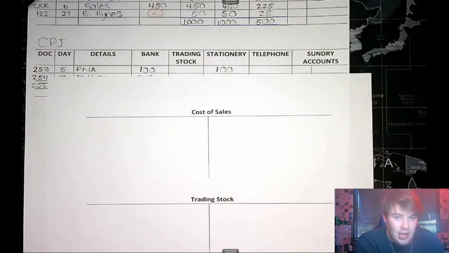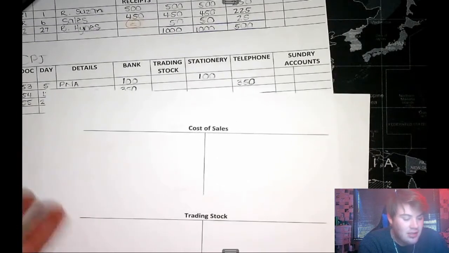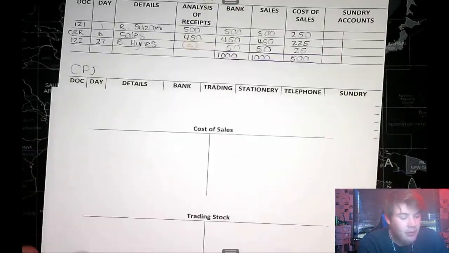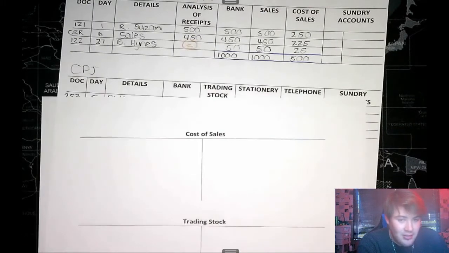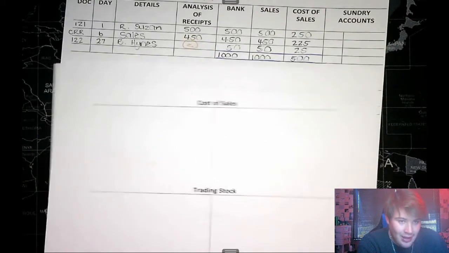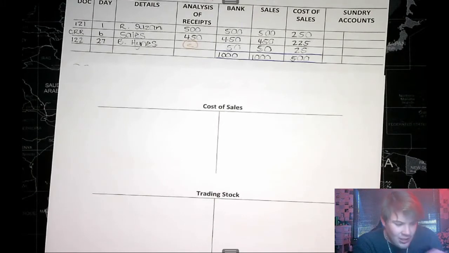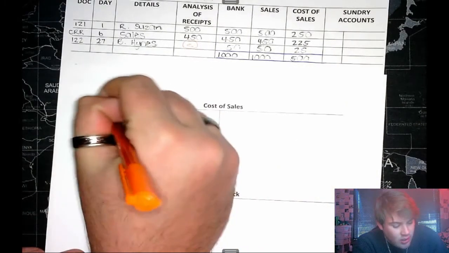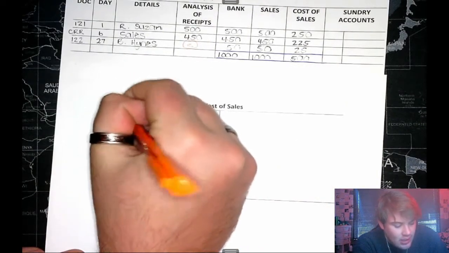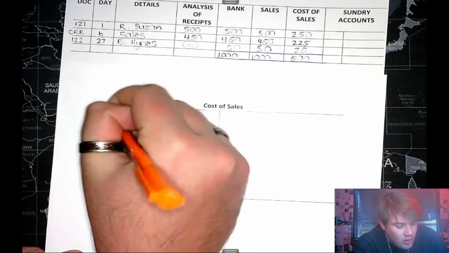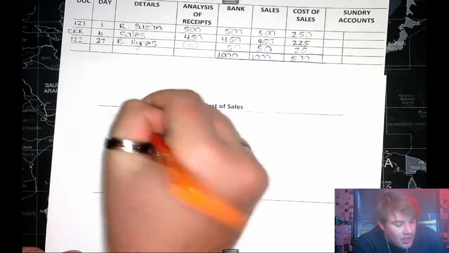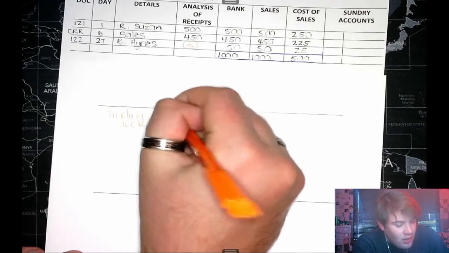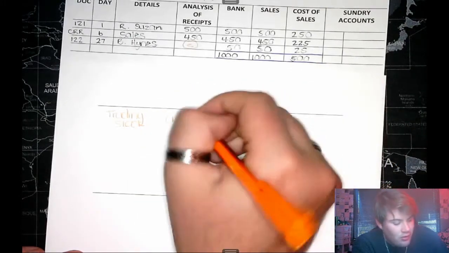Now we move on to the next account, cost of sales. Cost of sales is found in the CRJ, and we know, according to Biscuit, that cost of sales and trading stock go hand in hand. So we would have trading stock on the left hand side, so on the debit side, and it comes from our CRJ, and it was for 500 Rand.